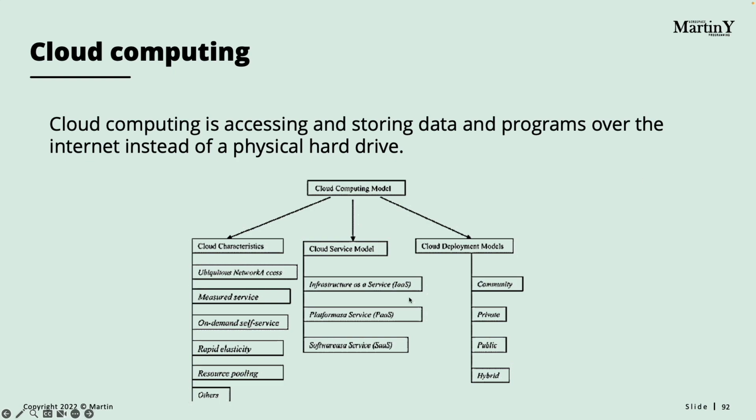So here on the figure you can see a chart with different cloud computing models. On the left side you can see the cloud characteristics, then the different cloud service models that we're going to talk about, such as infrastructure as a service, platform as a service, and the most popular, software as a service. And finally, the cloud deployment modes. We're going to talk about those in this lecture.